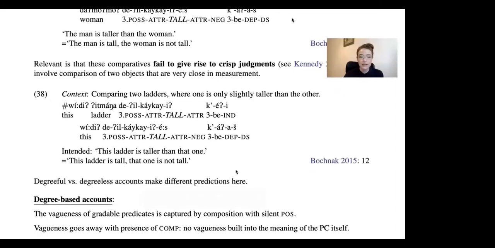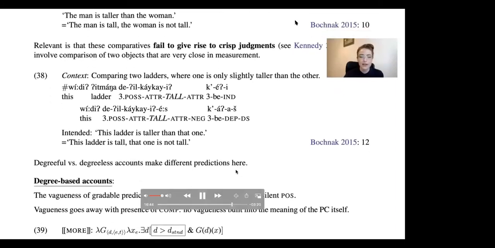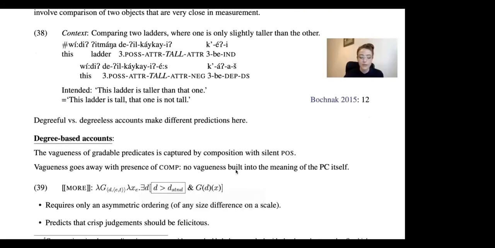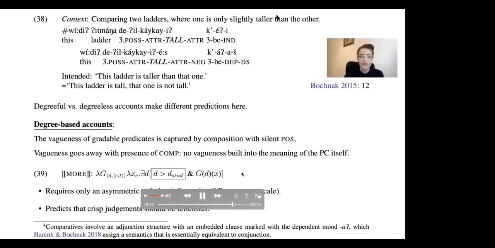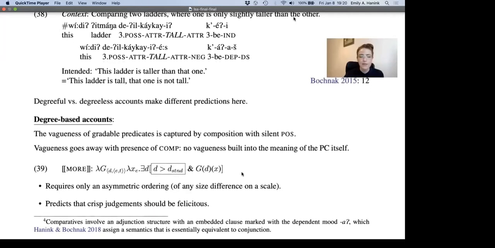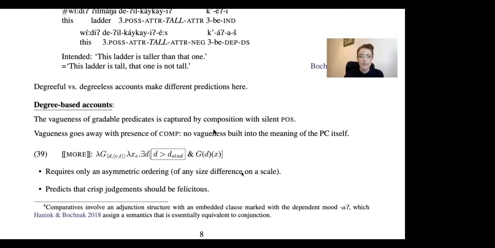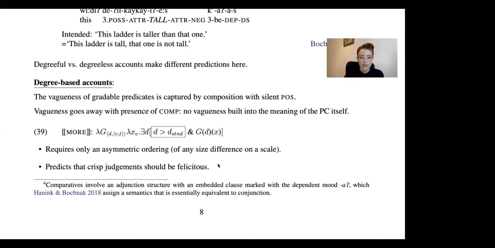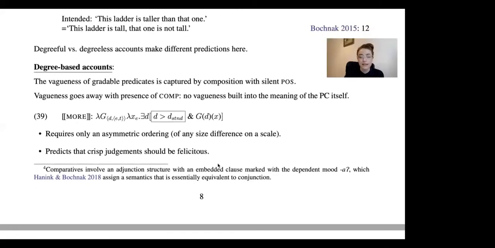And the behavior of Crisp judgments is extremely relevant because degreeful and degreeless accounts make different predictions here. On degree-based accounts, the vagueness of gradable predicates is captured by composition with pos, but that vagueness goes away with the presence of comp because the two are in complementary distribution. Now, the meaning of the comparative doesn't have context sensitivity, but requires only an asymmetric ordering of any size difference. So on this account, we predict that Crisp judgments should be felicitous, which we can see in a language like English.